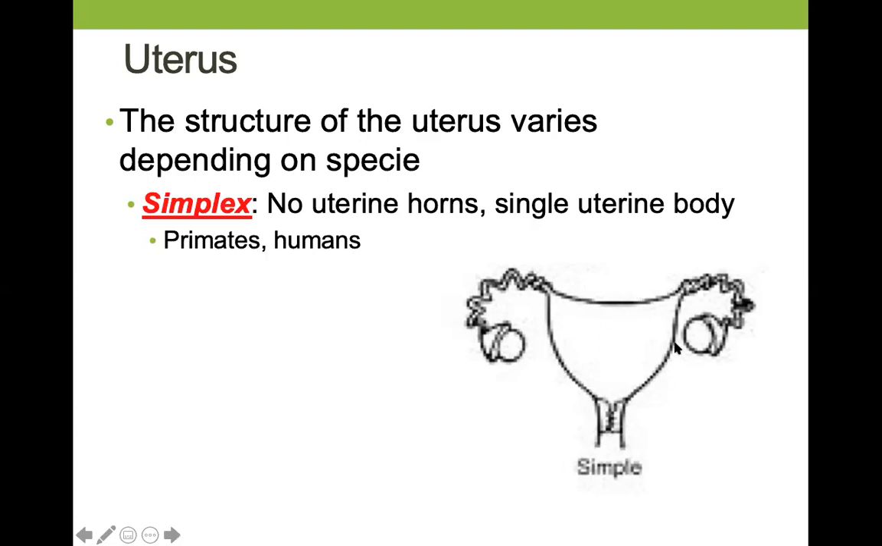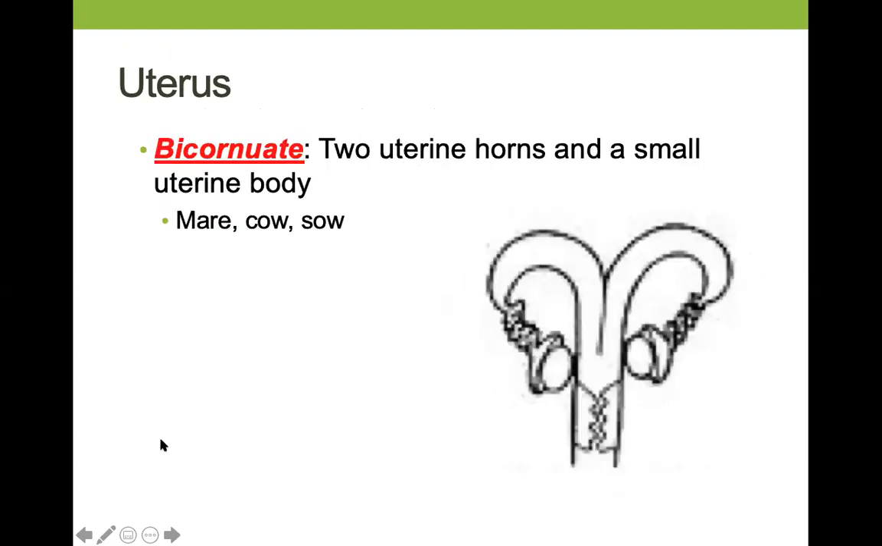So you just have this kind of big main body, and then you have the ovaries and then the oviducts here. All right, so we see this type of uterine structure in primates, so gorillas, orangutans, chimpanzees, things like that. And then humans also have the same type of uterus.